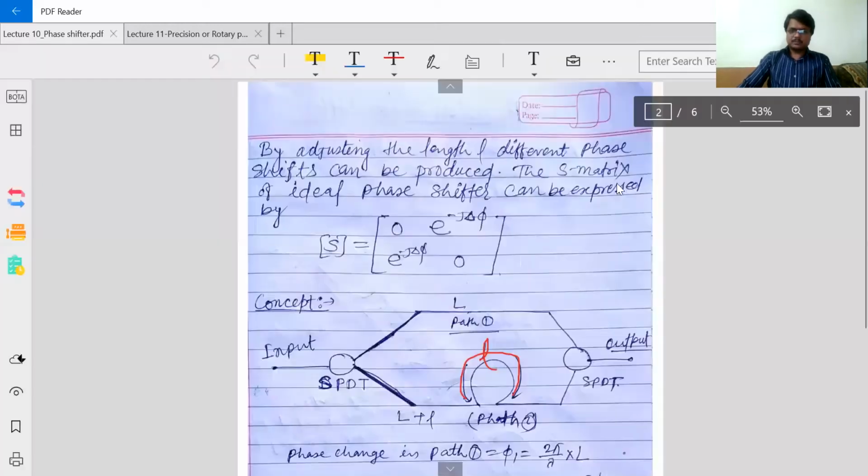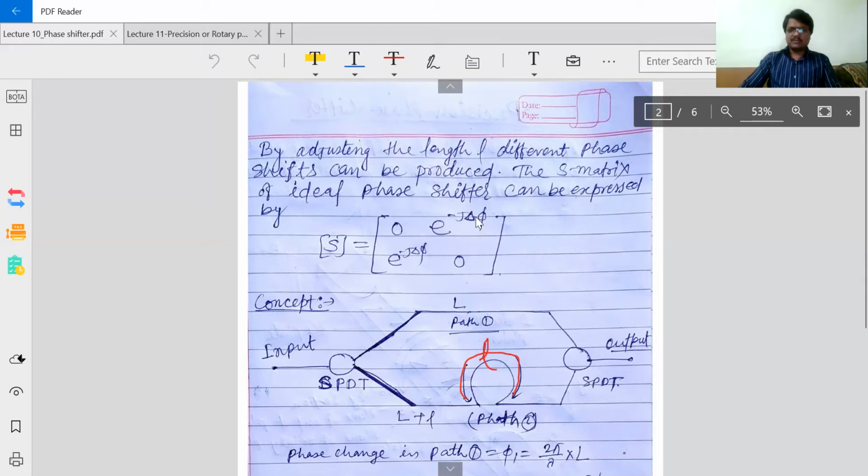Now let us suppose delta phi is the phase change. Then in matrix format it may be written with e to the power minus j delta phi, which means the phase is changed by delta phi. Only the phase has changed, there is no change in the magnitude.